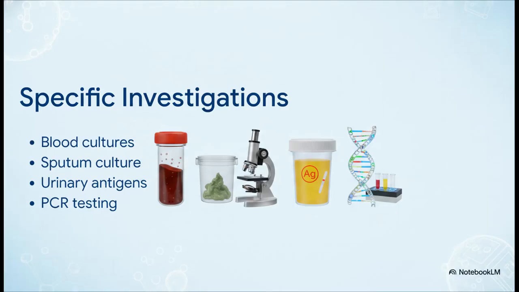Now, as the severity of the pneumonia increases, well, so does the precision of our forensics. For severe cases, we really escalate our investigations to target exact microbial identities. We're ordering blood cultures to see if the infection has gone systemic. We request sputum cultures and gram stains. We check urinary antigens, which, by the way, is incredibly specific for catching pneumococcus and Legionella. And we utilize PCR testing to hunt down the DNA of mycoplasma, chlamydia, or our viral suspects. Basically, we leave no stone unturned for our sickest patients.